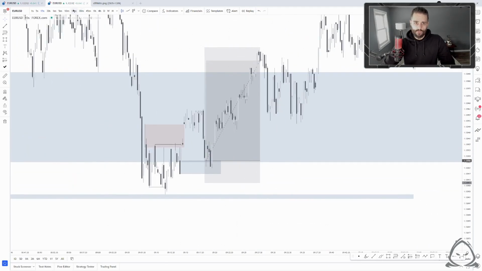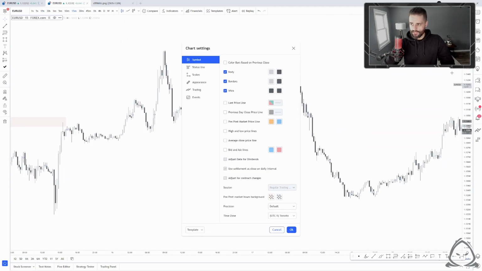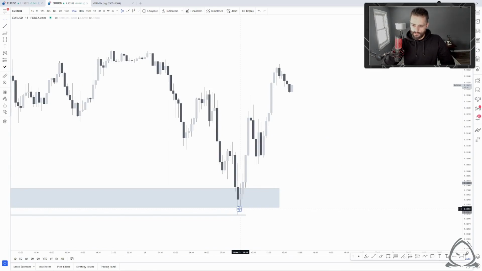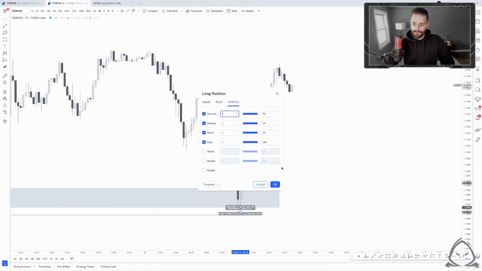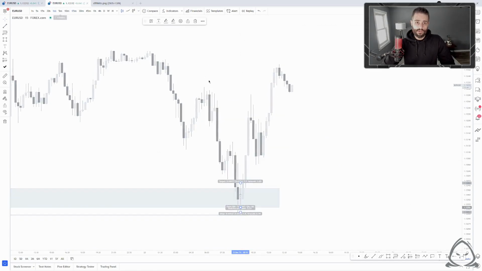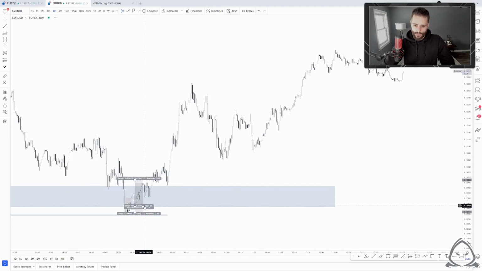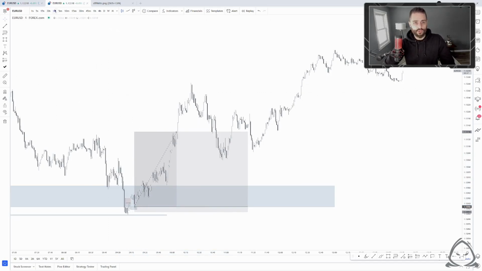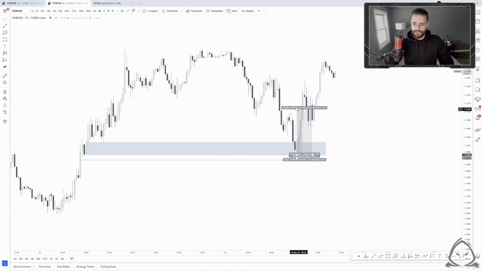And where would we be targeting? Well, like I said at the beginning of all this, our targets, if I can find my, let's make this a little bit bigger. Go to the 1 minute. Here we go. Initial targets would probably just be these more local internal range liquidity highs. But if we're looking at it on, say, the 15-minute chart, this high would be a good target initially.